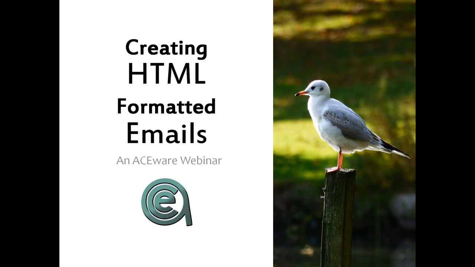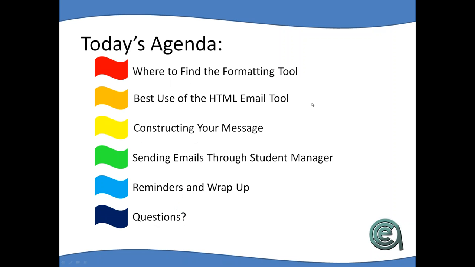We don't have too much time together, so I want to get started right away. First, let's talk a little bit about where we're going to go today. We're going to show you some of the paths to find this formatting tool. There's about three different paths you can take. We'll share those. We're going to get some ideas on how to use the tool, some examples of email types you might use, or ways that you don't or you can't use this email tool.